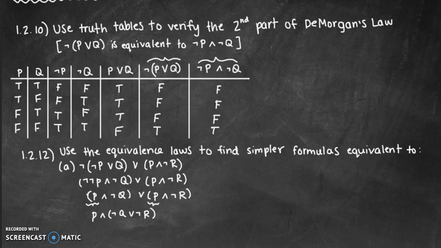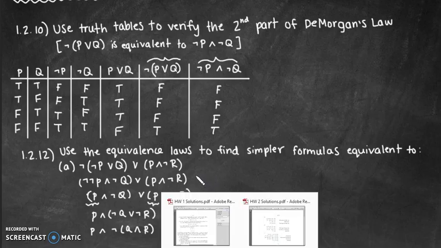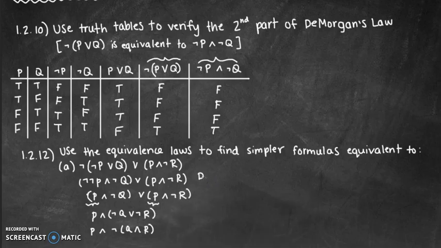And now we can simplify even further by going in the reverse direction with De Morgan's law. So we have a not Q or not R. So we can simplify that by taking the negative out. And that switches to an and. And we are done. Let me just write the laws really quick so that we know what we did at each step.